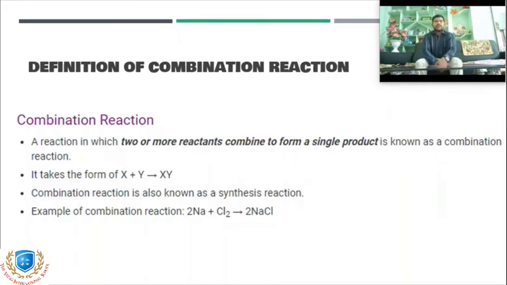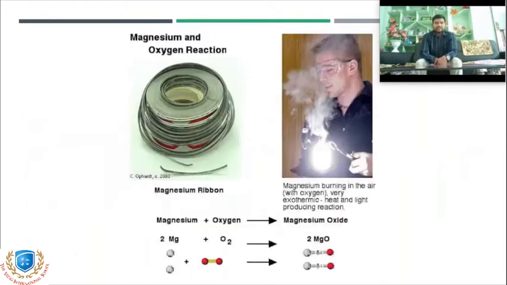In chemical combination reaction, the first example is magnesium ribbon. Magnesium ribbon burns in air to form magnesium oxide. Here magnesium is an element and oxygen is also an element. Two elements combine together to form magnesium oxide, a single compound. So this magnesium oxide formation is an example of a chemical combination reaction.